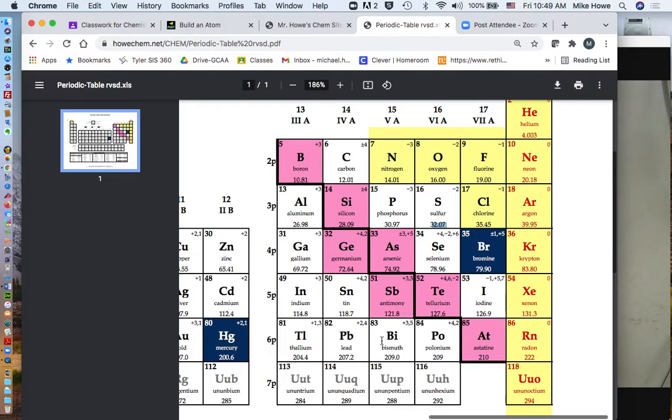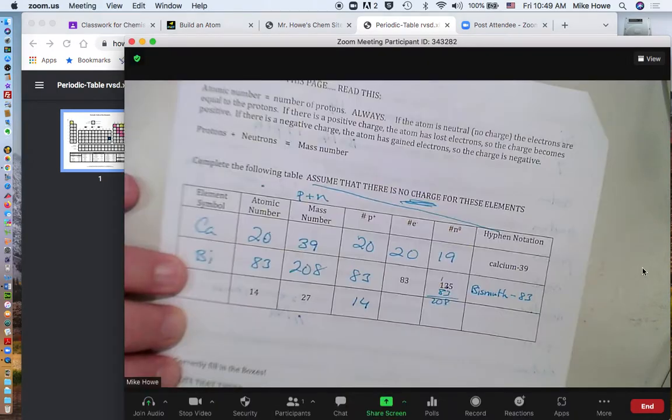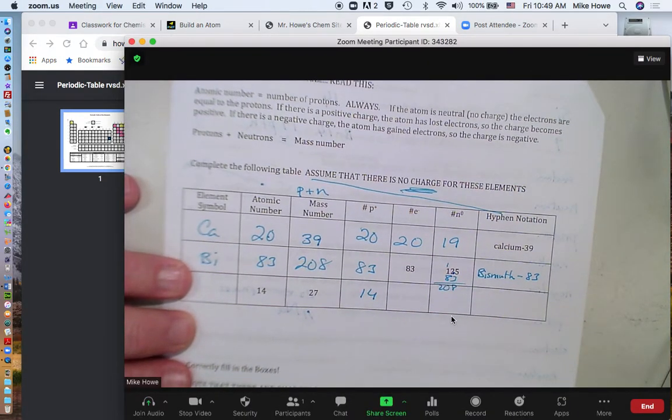Okay, the atomic number of this next one is 14, so that means it's got 14 protons. So what element has 14 protons? Oops, I skipped that. I forgot to change back to the screen.